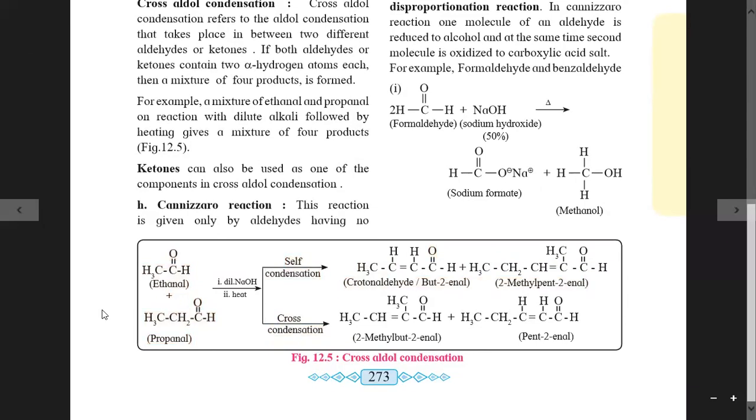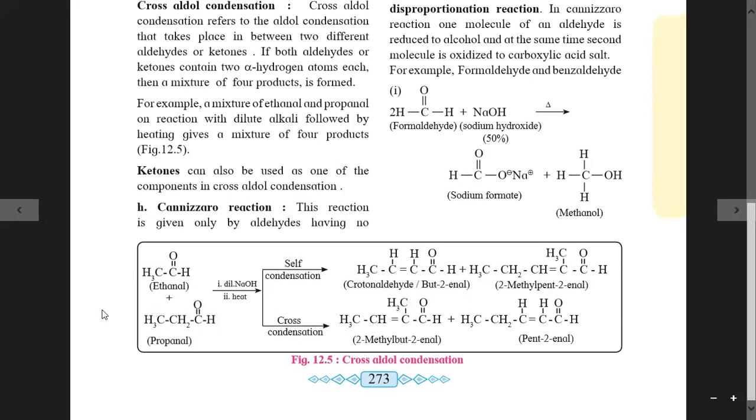Then one molecule of ethanol and one molecule of propanol undergo this reaction and give the cross aldol condensation product. It is 2-methyl but-2-enol and pent-2-enol. So these are the two products obtained by cross aldol condensation between ethanol and propanol.